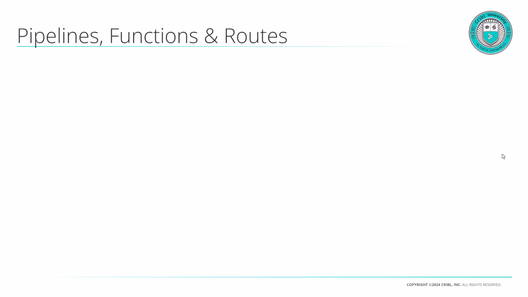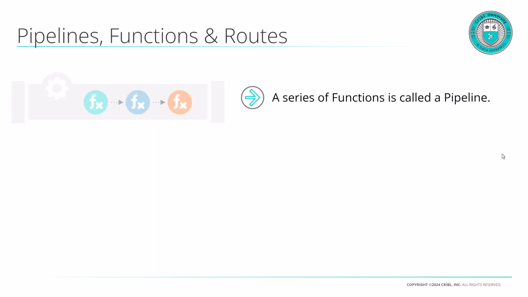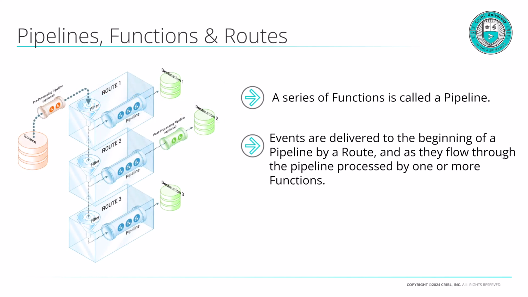Cribl Stream pipelines. Pipelines, functions, and routes all kind of go together. A series of functions is called a pipeline. Essentially, a pipeline is composed of one or more functions, and each function acts on the events as they come through. The events come from a source and are delivered to the beginning of a pipeline. You use routes to filter and identify what events go into what pipeline.